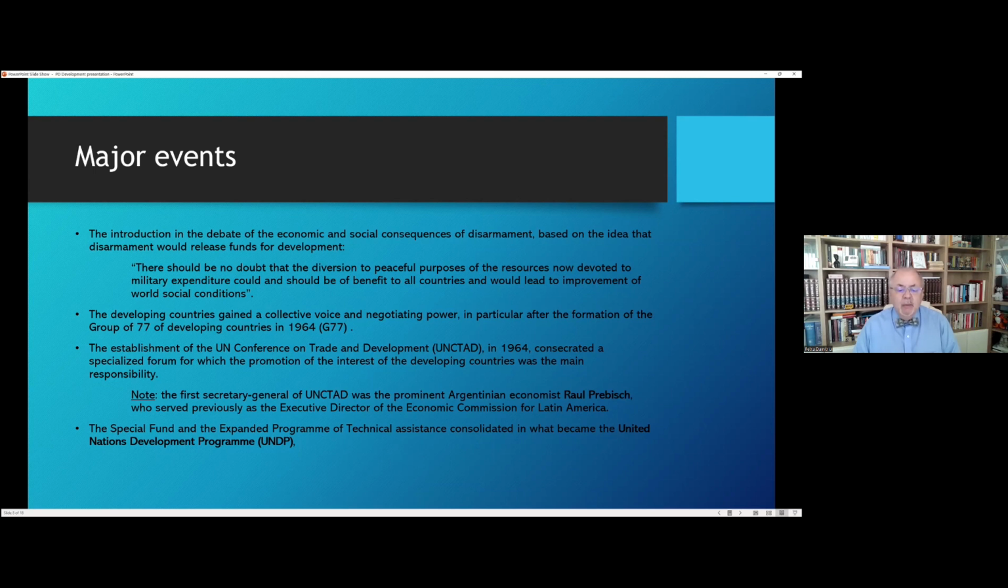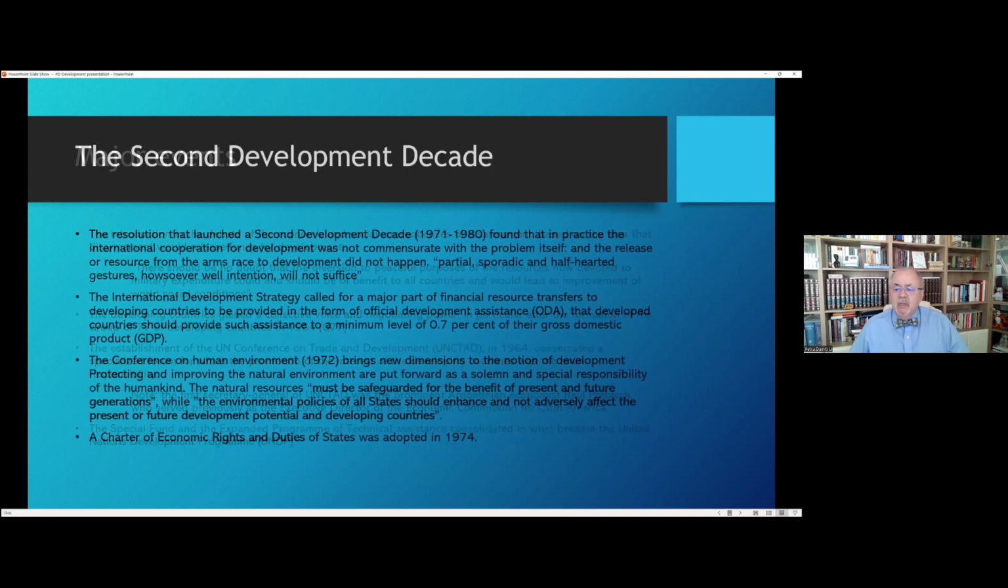Also, equally important was the creation of the United Nations Conference on Trade and Development, UNCTAD. UNCTAD was the first entity in the system that really was specialized in the promotion of the interests of developing countries. The first Secretary General was an economist coming from the South, from Argentina, Raul Prebisch, very, very famous. And the special fund, I spoke about it in the previous slide, transformed into what you know nowadays as the United Nations Development Program, one of the most important development institutions in the world, not just in the United Nations system.